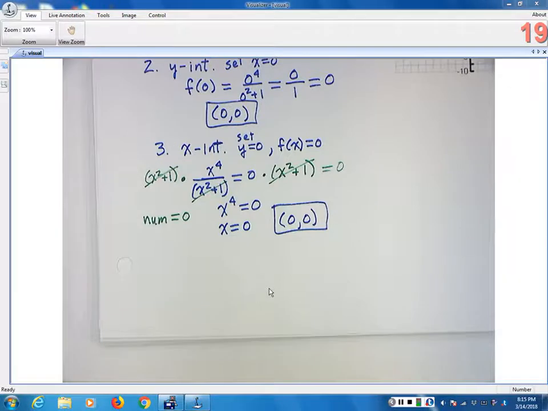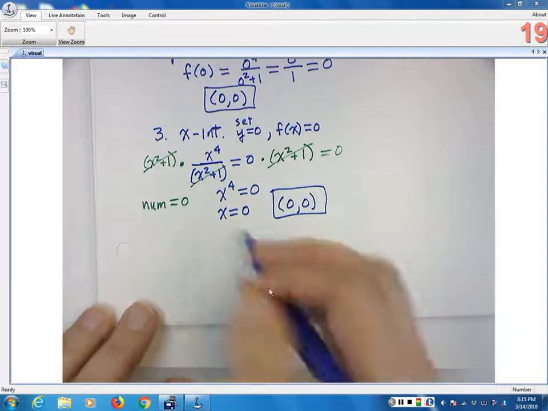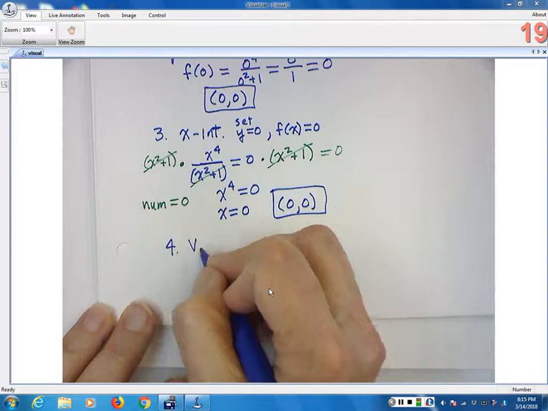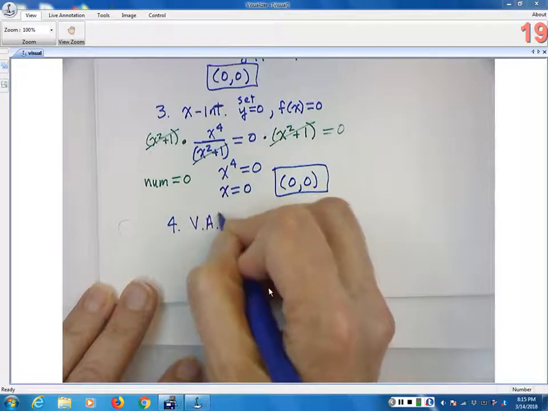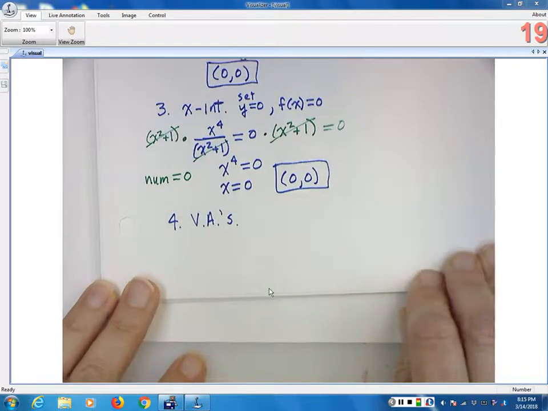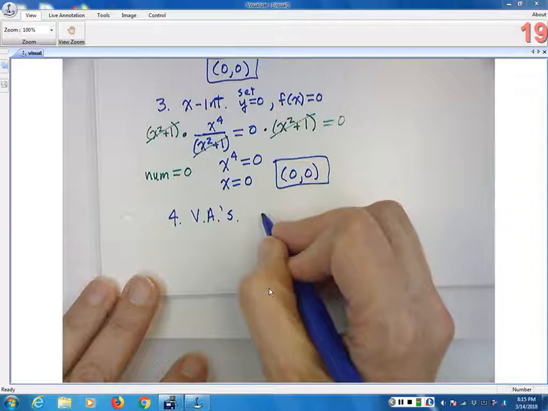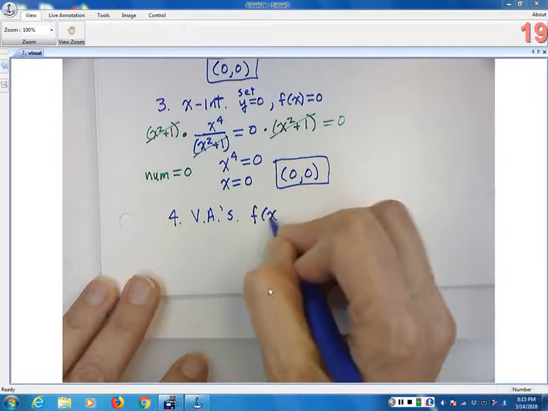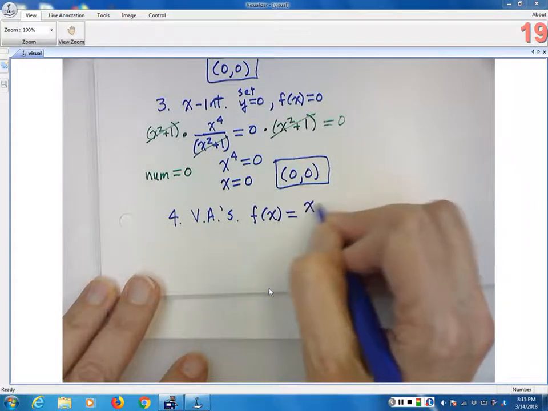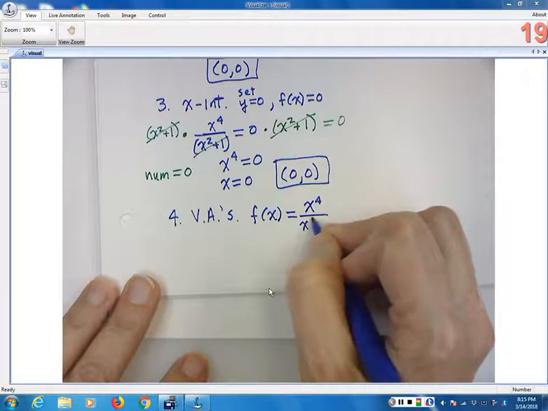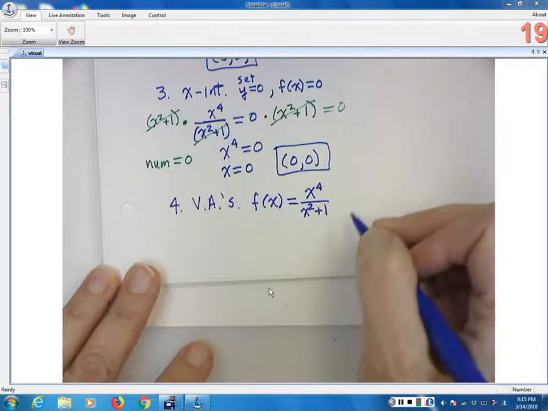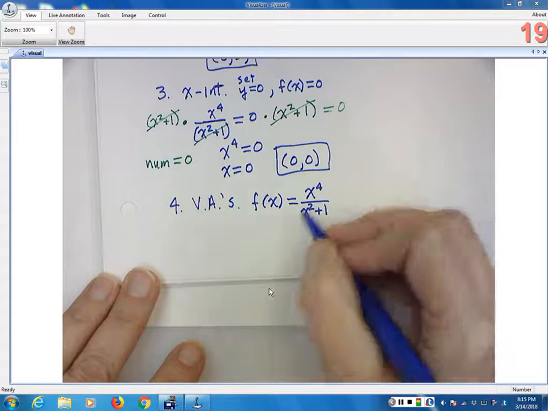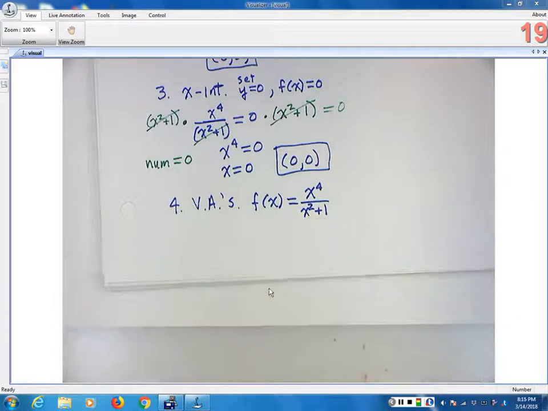All right. Step 4, find any vertical asymptotes. We want to find our VAs. So we're going to write our f of x here again to remember what it is. x to the 4th over x squared plus 1. So does this factor? Does x squared plus 1 factor? You're right! It doesn't factor!